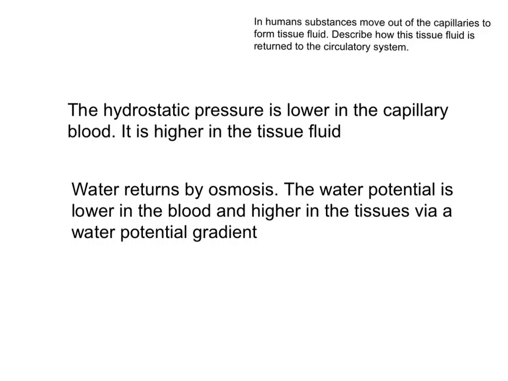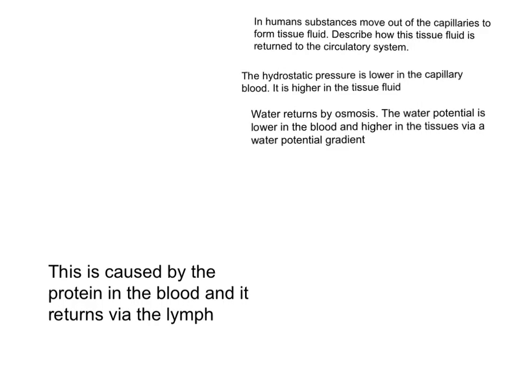Water therefore returns by osmosis. The water potential is lower in the blood and higher in the tissues, and therefore you have a water potential gradient. This is caused by the protein in the blood, and it returns via the lymph.